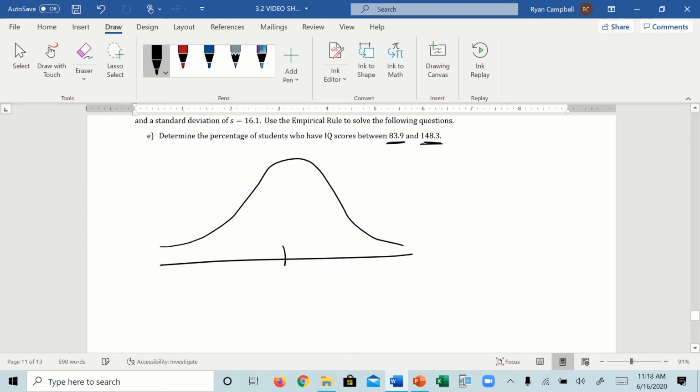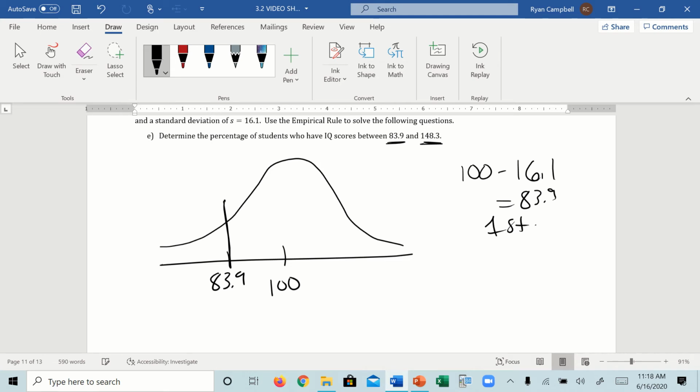All right. So let's go with the bottom one first. So 100 minus 16.1, and we get 83.9. Perfect. So this is 1 standard deviation below.